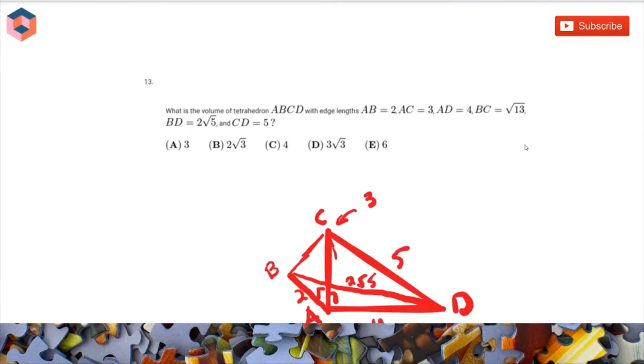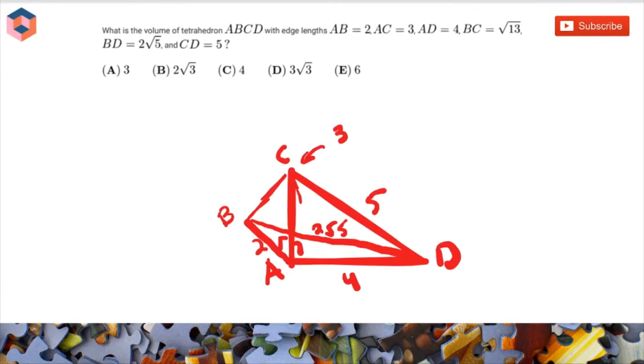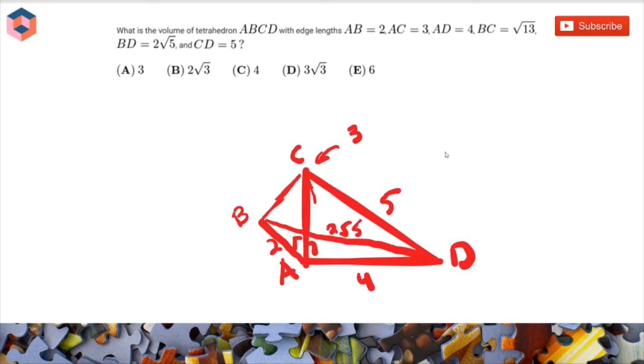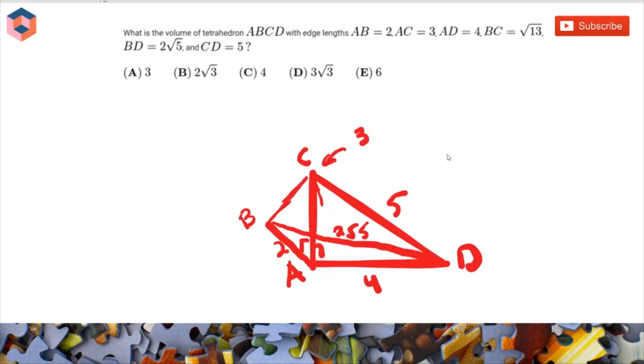Problem number 13. What is the volume of tetrahedron ABCD with edge lengths AB equals 2, AC equals 3, AD equals 4, BC equals the square root of 13, BD equals 2 times the square root of 5, and CD equals 5. So now, I sort of cheated a bit here by drawing a diagram beforehand, but this isn't anything complicated and can easily be drawn during the actual test.